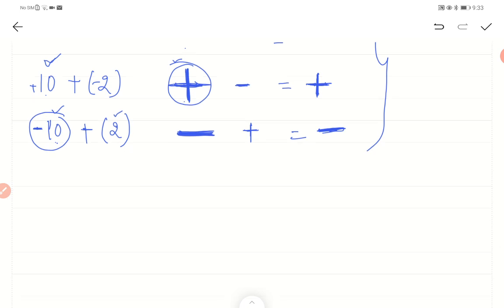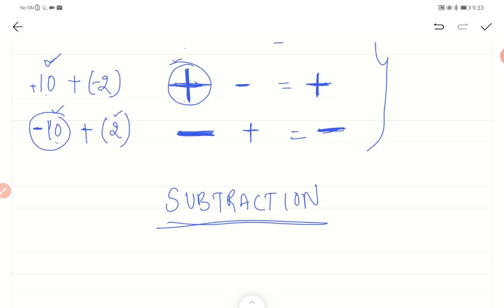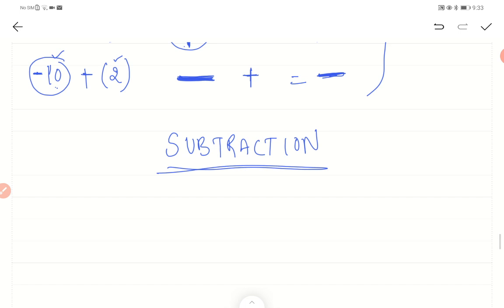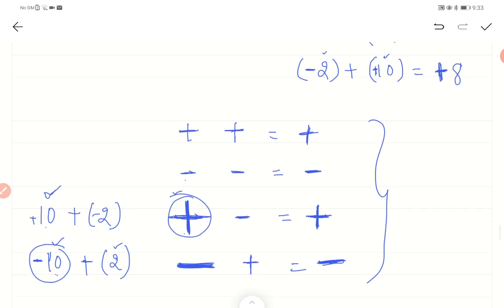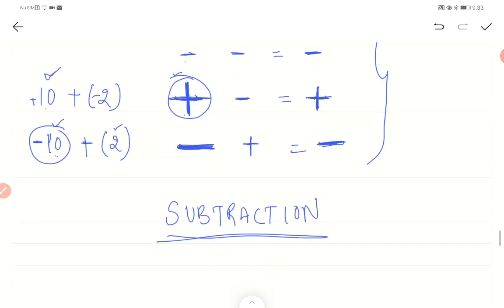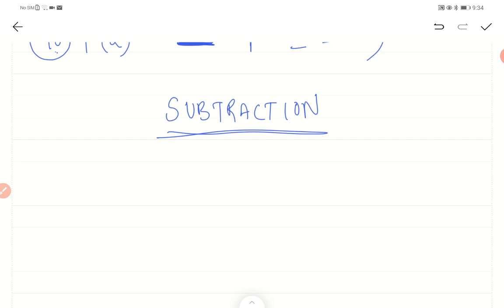Okay, now let's move on to the subtraction of integers. Subtraction is easy. What you will do is convert the subtraction into a sum by taking the inverse, and the rest will be just like you are doing in addition. This is the rule for your addition, and the same rules will be applied for subtraction. Just one step you need to do more. Let me take some examples.